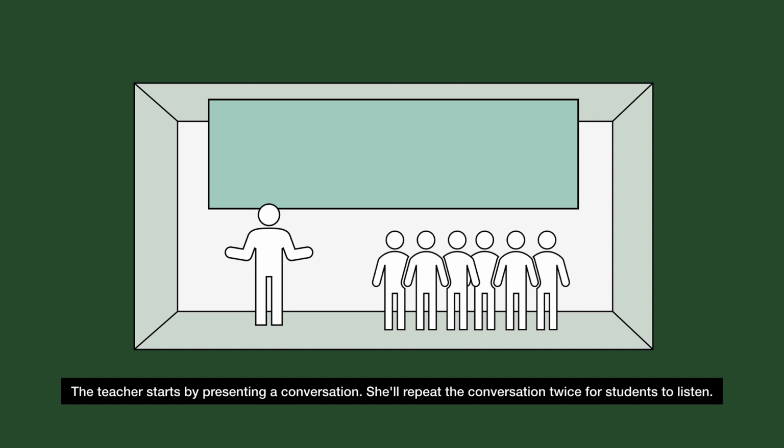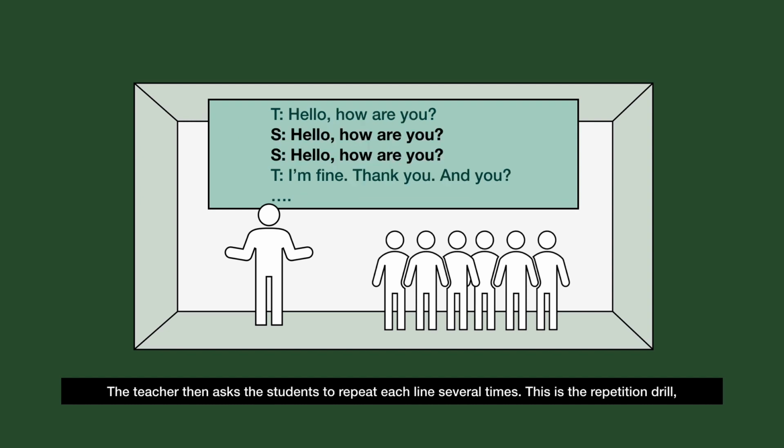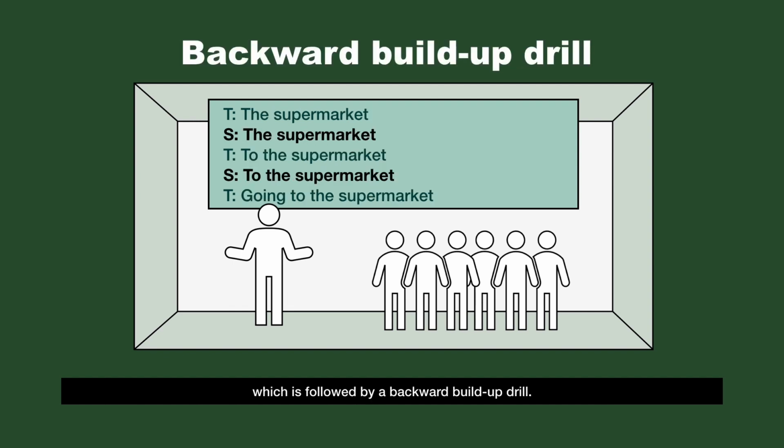The teacher starts by presenting a conversation. She repeats the conversation twice for students to listen. The teacher then asks the students to repeat each line several times. This is the repetition drill, which is followed by a backward build-up drill. The purpose of this drill is to break down the troublesome sentence into smaller parts.